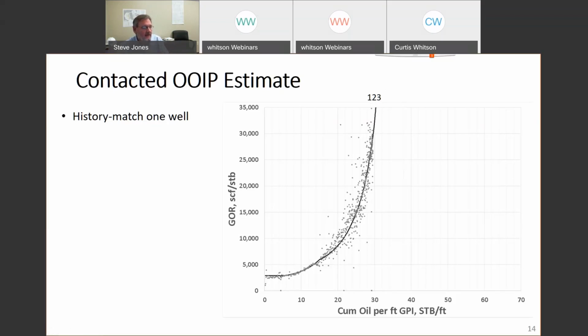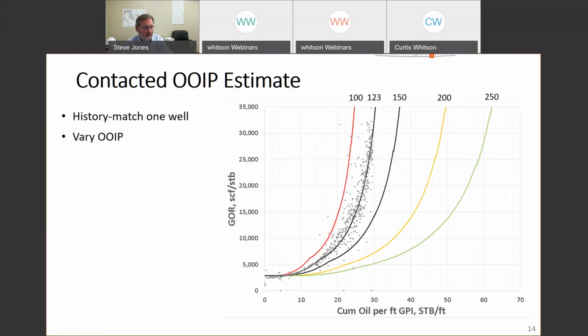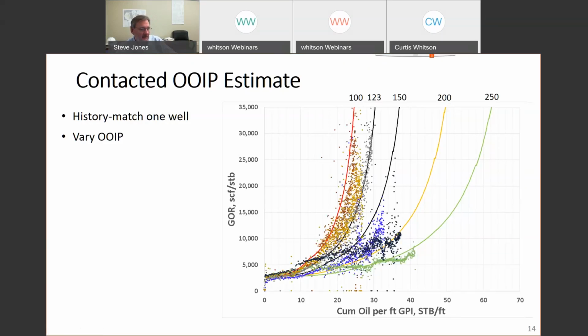And then I changed the oil in place in that model, just like on the previous simulations I showed you, to see what that GOR trend would look like as a function of cum oil with different oil in place. And what you see is typically if you double the oil in place, your GOR is going to reach that steep slope at about twice the cumulative oil production. So once you've made those simulations, just varying the oil in place, you can then lay your other wells on that same plot and get some idea how much oil in place each of those are seeing.